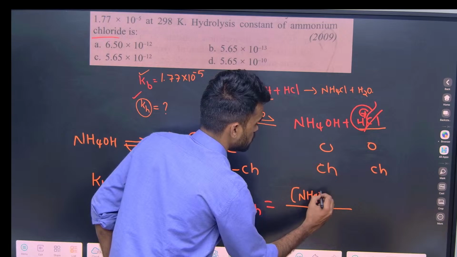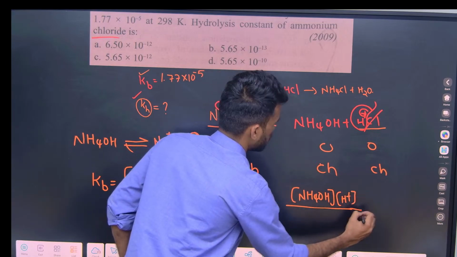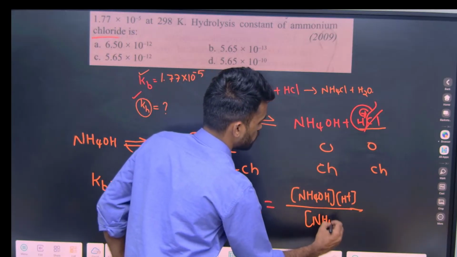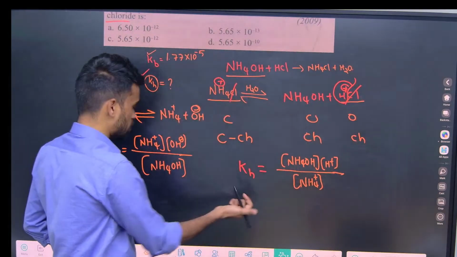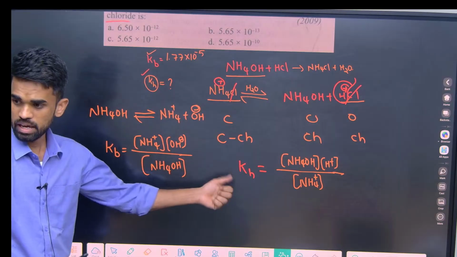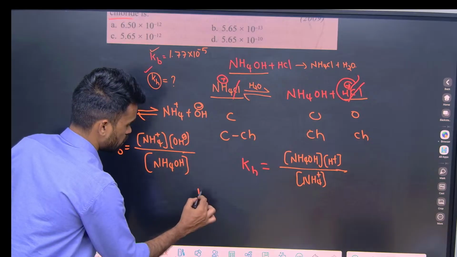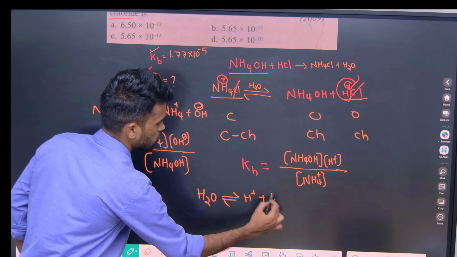NH4OH, that is H plus ion I am writing. Here, what is the ion we have? NH4 plus, and water also we have. So if you want you can write water also here, no issues. Okay, we got Kb, Kh, and I am taking water separately now. How will this water dissociate? H plus and OH minus.